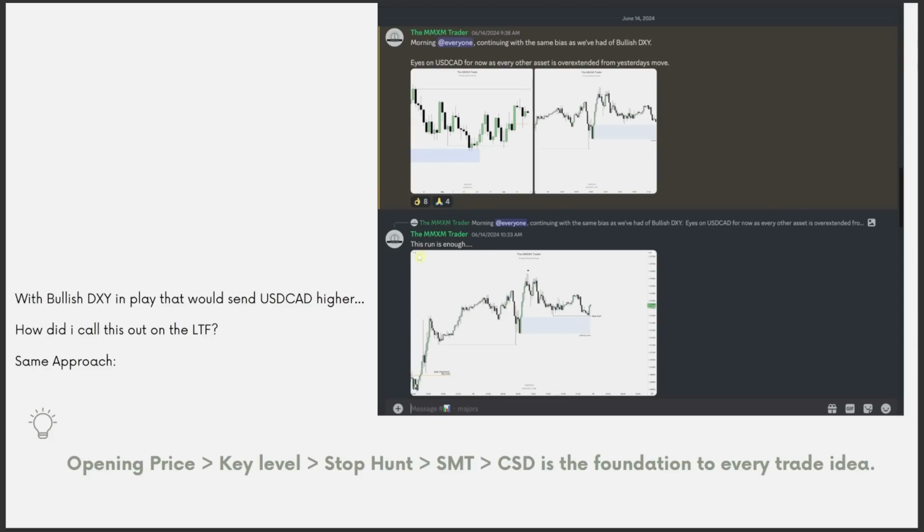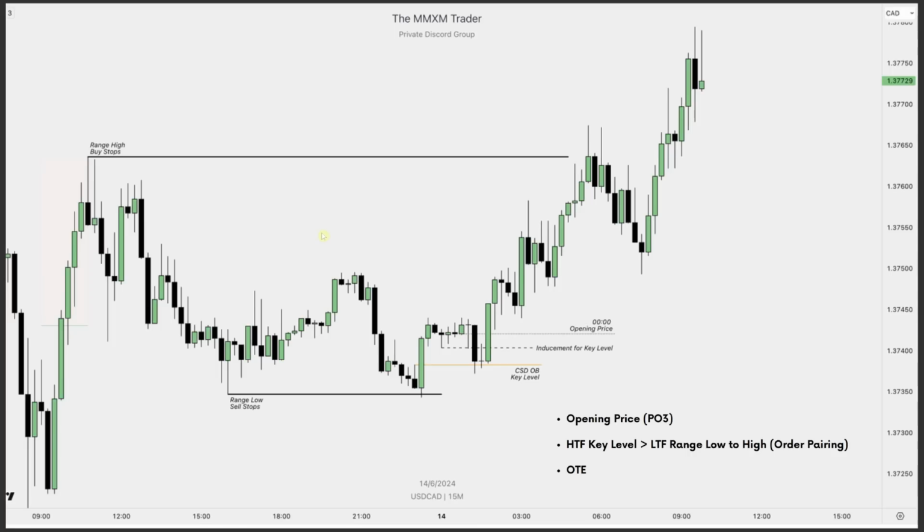I'm gonna outline why this run was enough. So there was a little liquidity run over here. So same approach again, right? Opening price into a key level, want to see a stop hunt with SMT, and then the change in the state of delivery is the foundation for that trade setup. So over here we've got that 15-minute chart, and I'm going to outline why this little stop hunt was enough, right, for that entire sequence to trade up higher.